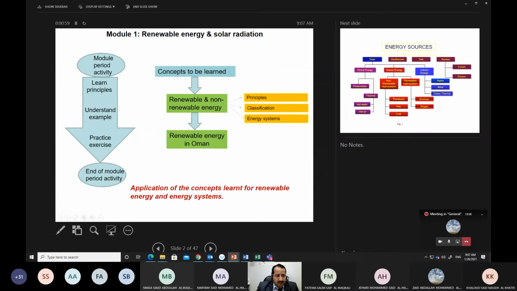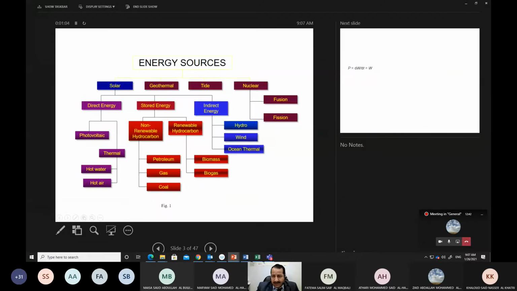So this is here, renewable and non-renewable energy. I will talk about the principal classification of energy. Before I start this, I would like to mention 2 important questions. You may ask why we need to study this at level 4. We are chemical, we are electrical. Why do we need to study energy, renewable energy? Why do we need to study sustainability?